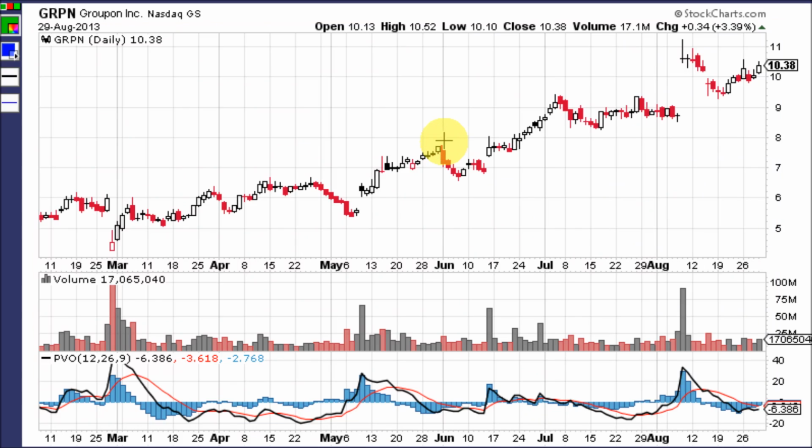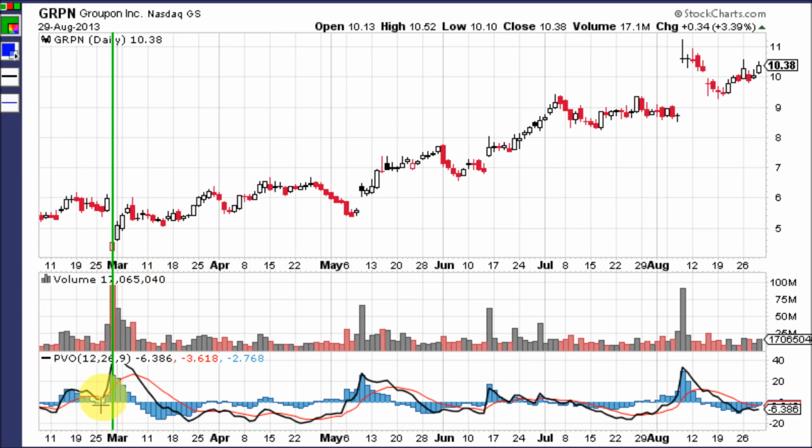Now let's take a look at the signals PVO has given on this chart for Groupon Incorporated, ticker symbol GRPN. To begin with, huge volume on a gap down that day. Just really bad news or bad earnings or something. Down from a close at 6 to an open below 5, closer to 4. But the bulls fight back.